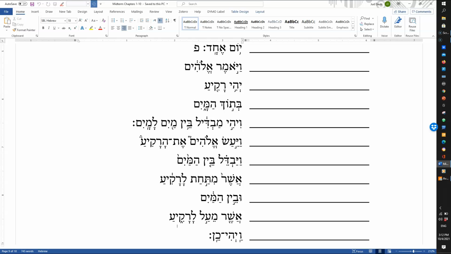And then, do you see how this is parallel to day one? Bein mayim lamayim. Didn't we have bein ha'or uvein ha'choshekh, between the light and between the darkness? So this same word. But now it's let it be a separating thing between waters to waters. Do you see that?